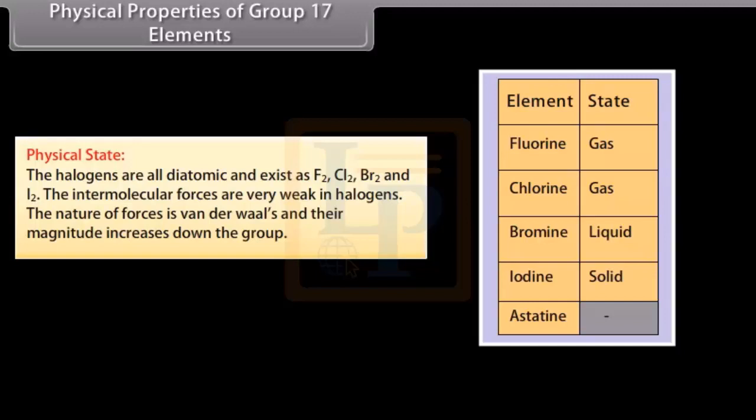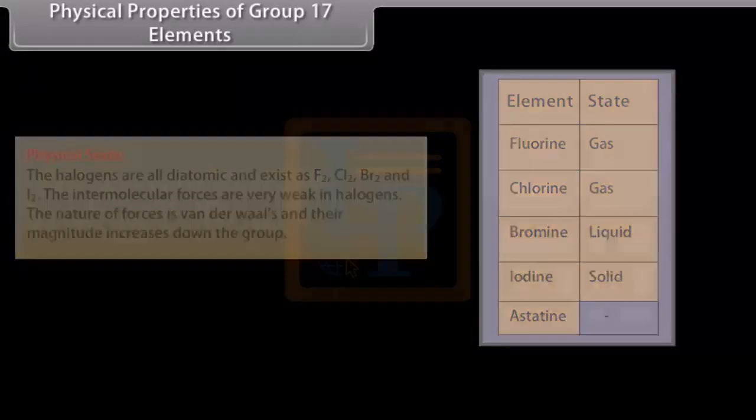The intermolecular forces are very weak in halogens. The nature of forces is van der Waals and their magnitude increases down the group. Thus, F2 and Cl2 are gases, bromine is a volatile liquid, and iodine is a volatile solid.